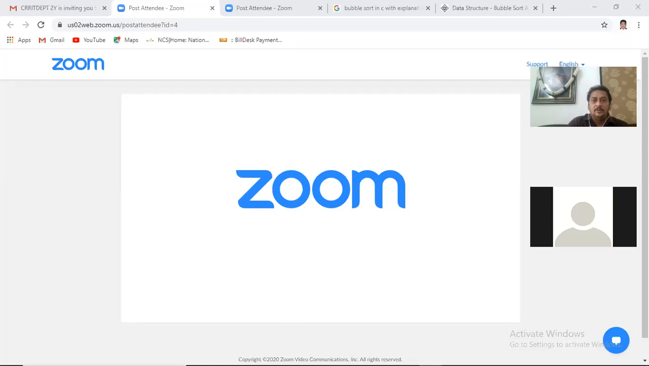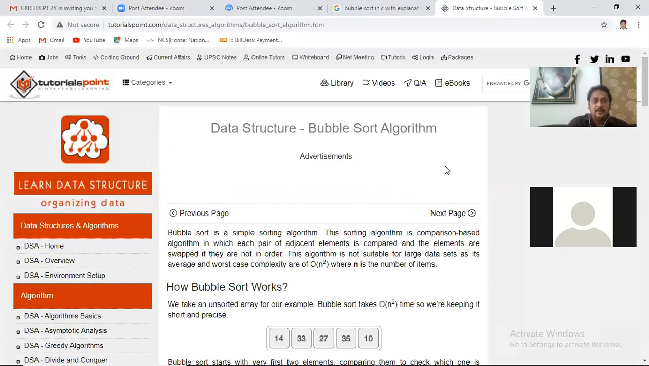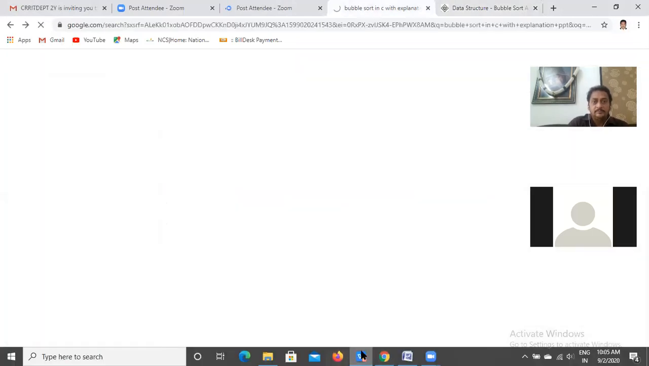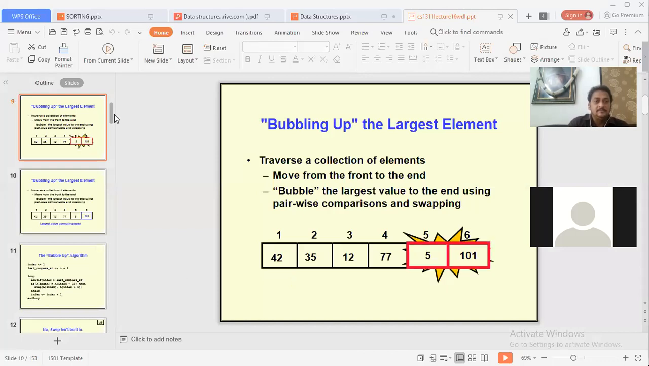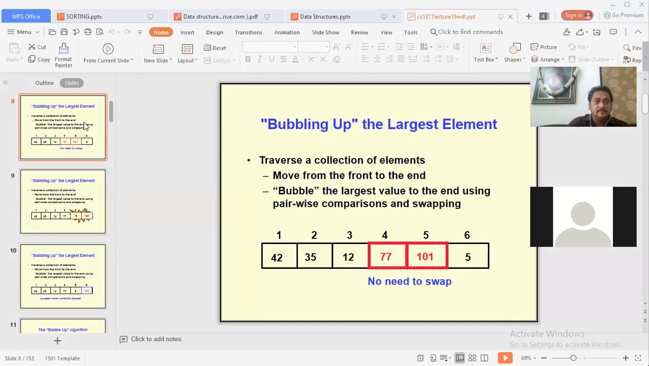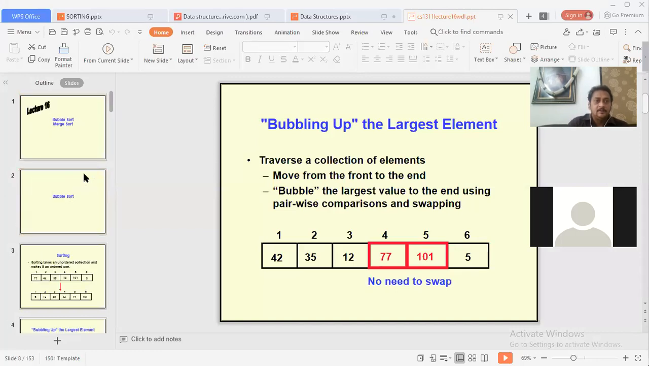Now I am going for screen sharing. Yes, sir, it is visible, sir. Is it visible? Yes, sir. Is it visible to you? This presentation, bubble sort. Yes, sir.